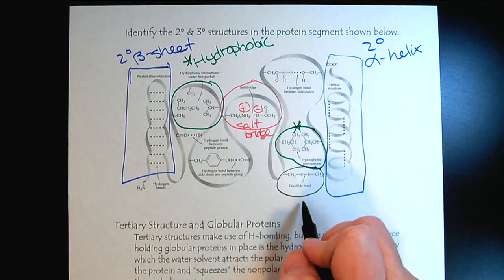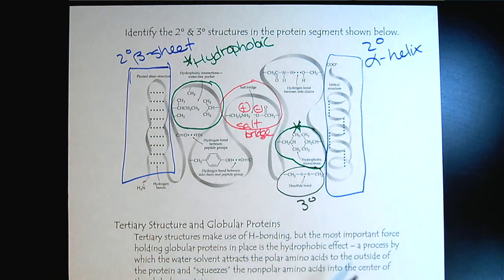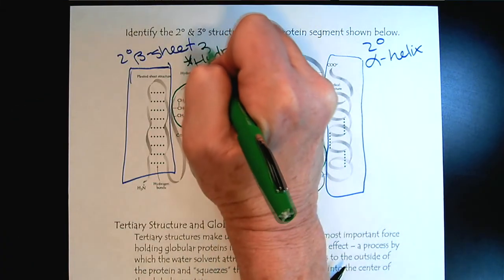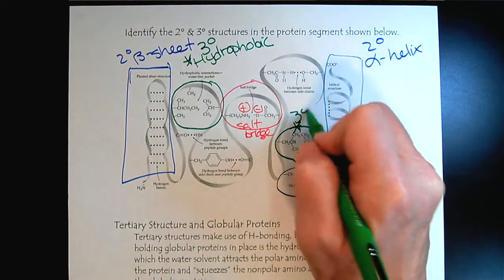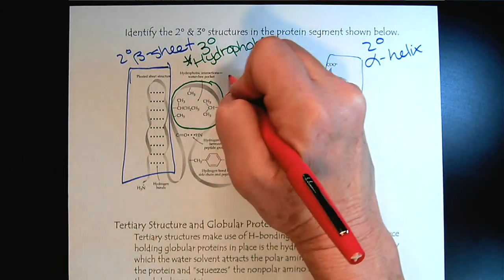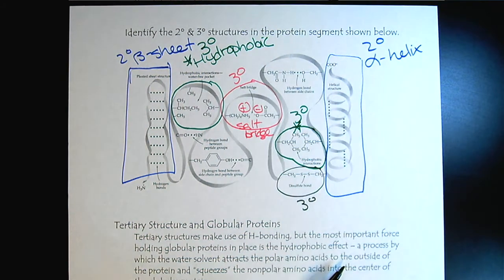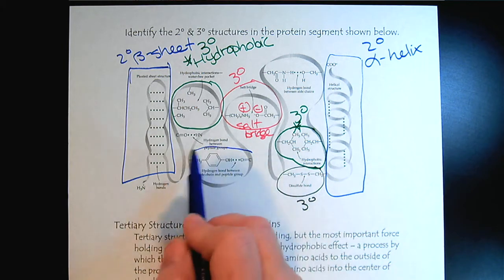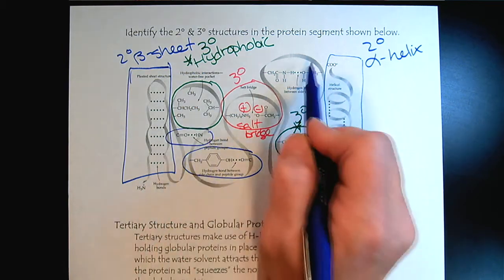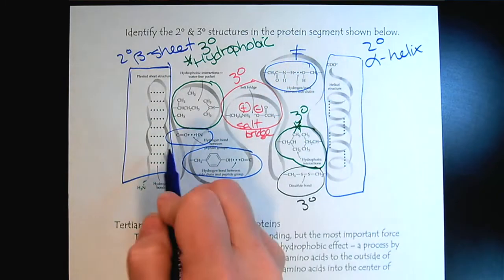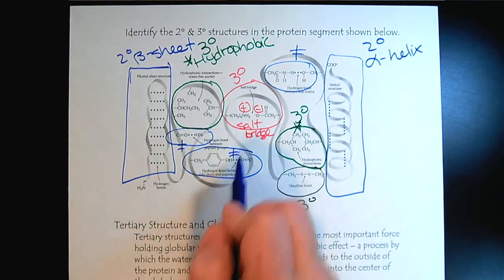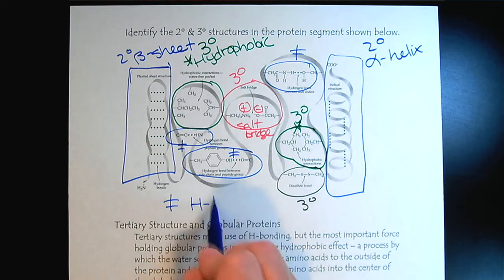So that's also tertiary. Oops, I wasn't labeling those, right? So the hydrophobic interactions are tertiary. The salt bridge is tertiary. This disulfide bridge is also a tertiary interaction, part of the tertiary structure. And then last but not least, we have some H bonding going on here. So I guess we'll use the double cross, right? So all of these are H bonding.